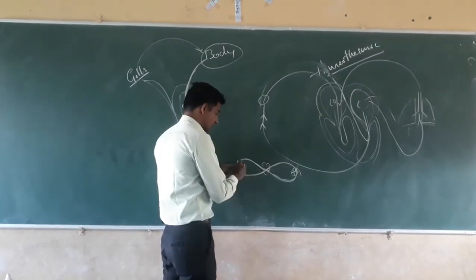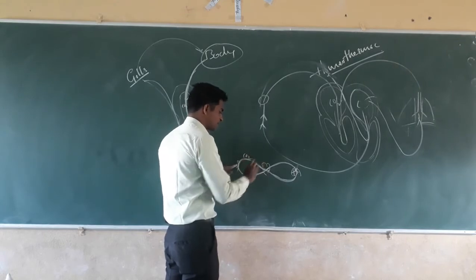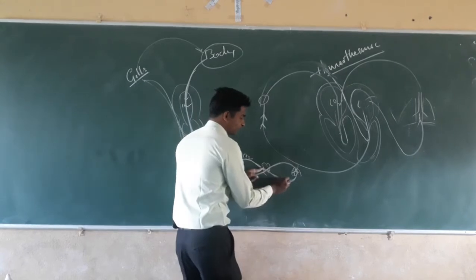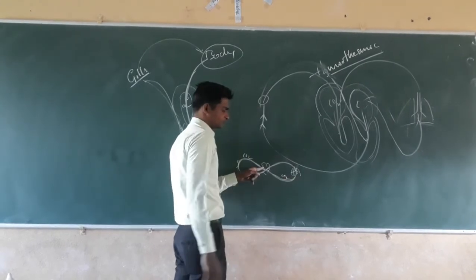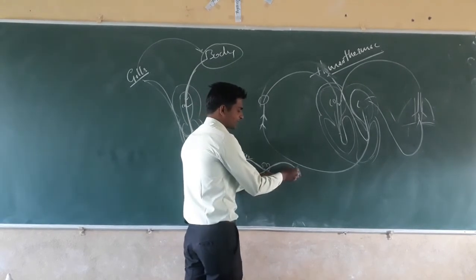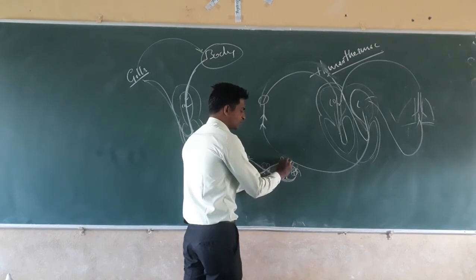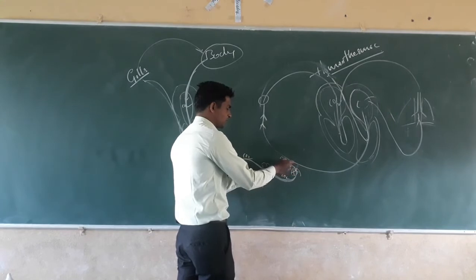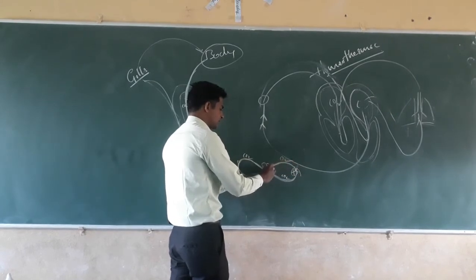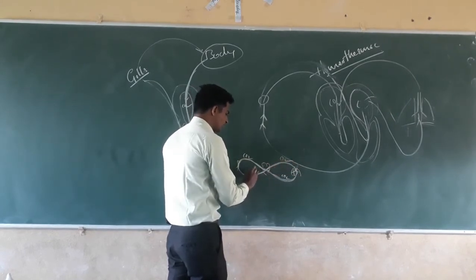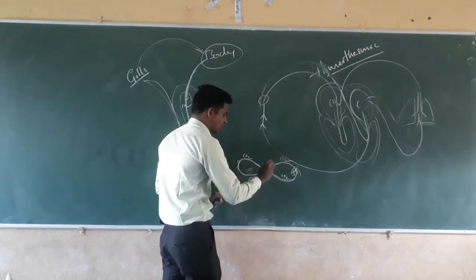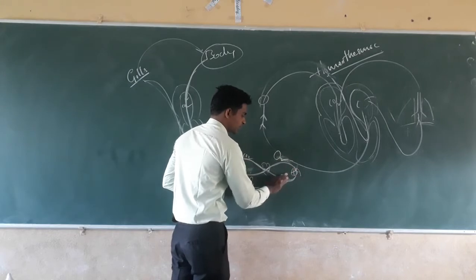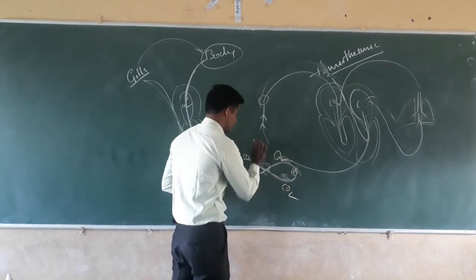Understood or not? Carbon dioxide rich blood goes from the body to the heart. Then the carbon dioxide rich blood comes from the heart to the lungs for purification. In the lungs, it gets purified. Then from the lungs, the purified blood enters the heart again. From the heart, it goes to the body, that is oxygen rich blood. Understood or not? Oxygen rich blood here, carbon dioxide rich blood here.